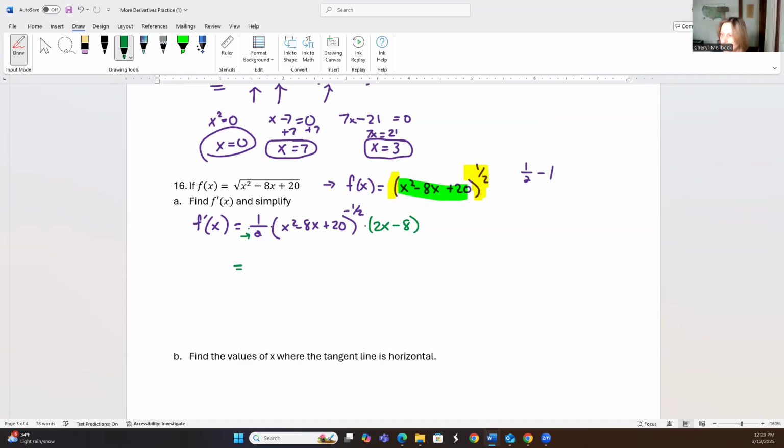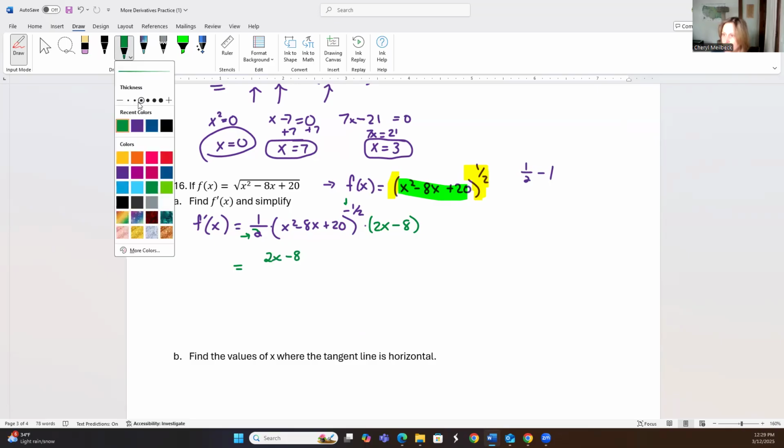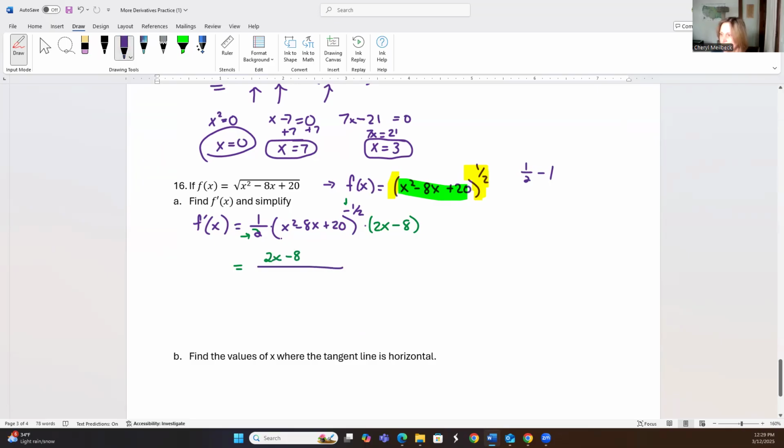this 2 will go in the denominator because it's in the bottom of the fraction. This (x squared minus 8x plus 20) is really a negative exponent, so it will go in the denominator. And this 2x minus 8 will go in the numerator. So our answer will look like this. The 2x minus 8 over the 2 times (x squared minus 8x plus 20). Now it's to the positive 1/2. We've moved it into the denominator.